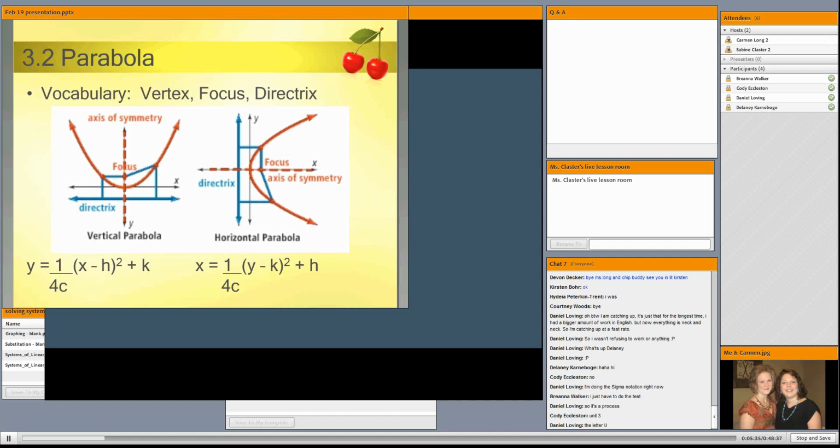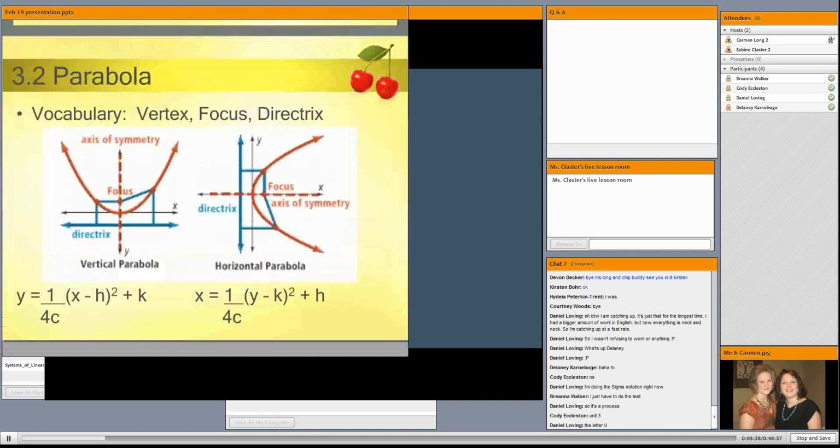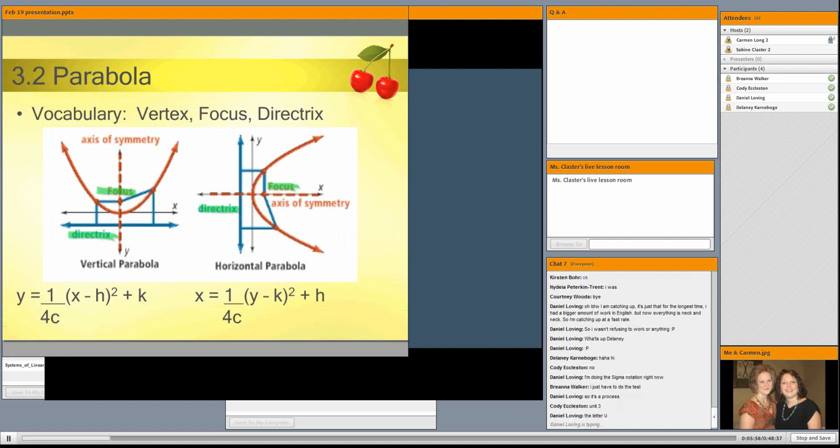You've done parabolas before. You've talked about them. You've studied them before. There's two things that are different of what we're looking at now, which are the focus and the directrix. And now we're going to have sideways parabolas. That's not the math term. That's Miss Long's term. They call them horizontal parabolas. I call them sideways parabolas because they open to the side.